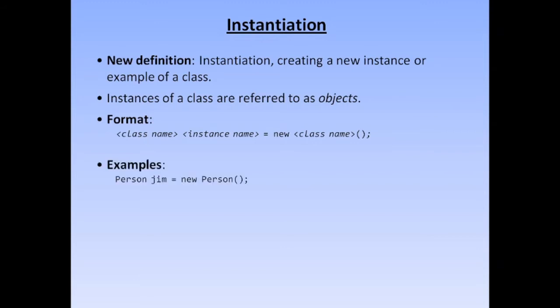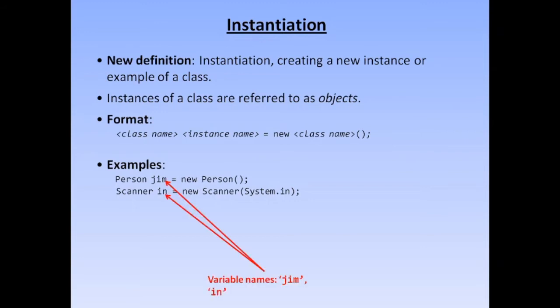Some examples: Person. This is a class, as we studied. Person class, then Jim is the object, equal to new Person, again the class, and then opening and closing parentheses. As we can see over here, we have already studied the Scanner class in the Java input output lecture: Scanner in is equal to new Scanner(System.in). This System.in is passed as a parameter inside the constructor of the class Scanner. Thus the new object in is created with the help of a constructor of its class, providing System.in as a parameter.